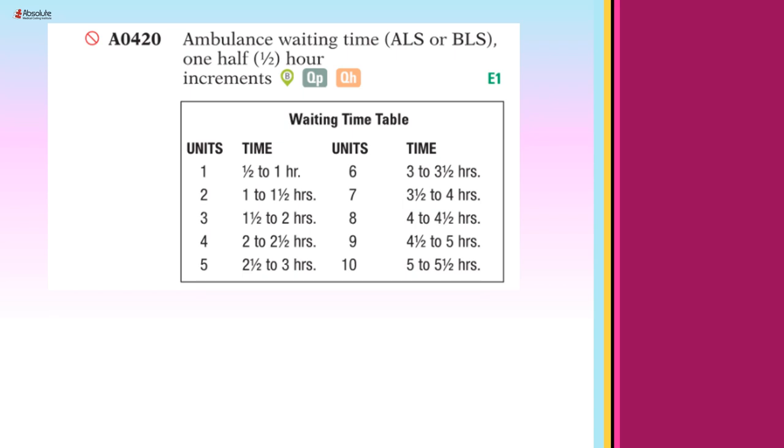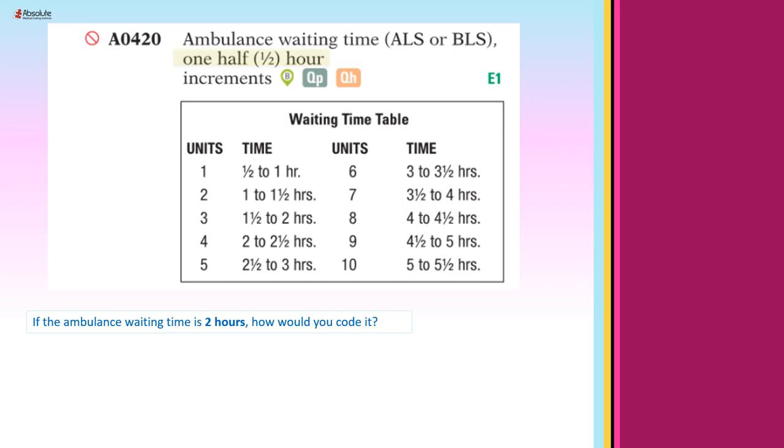So next to the code, below that code, actually, you will find a waiting timetable with a corresponding unit and a corresponding time attached to that unit. So do you want to do a little bit of exercise to see how we can use these codes? I know I do. So let's go for it. Say, for example, if the ambulance waiting time is 2 hours, how would you code it?